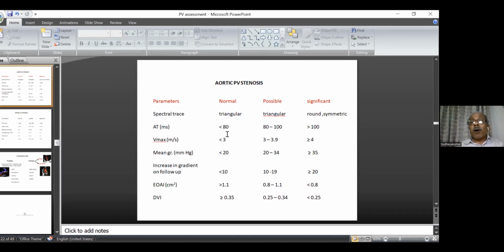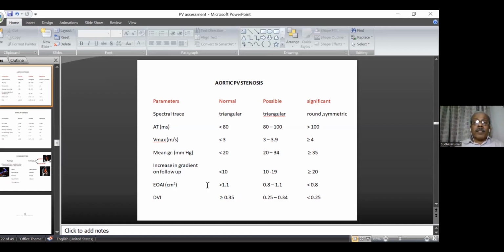Acceleration time less than 80 is normal, more than 100 is significant stenosis. Vmax less than 3 is no problem, more than 4 is significant. Mean gradient less than 20 is normal, and more than 35, not more than 40, is taken as significant in aortic. More important is the increase in gradient on follow-up. It is normally less than 10 millimeters of mercury on follow-up at any time, even long term. Annually you can't say, because it should be like that throughout its course. Whereas if it is more than 10, you should be careful. Suppose the gradient increases by more than 20 from the baseline data, that means the valve is becoming stenotic.